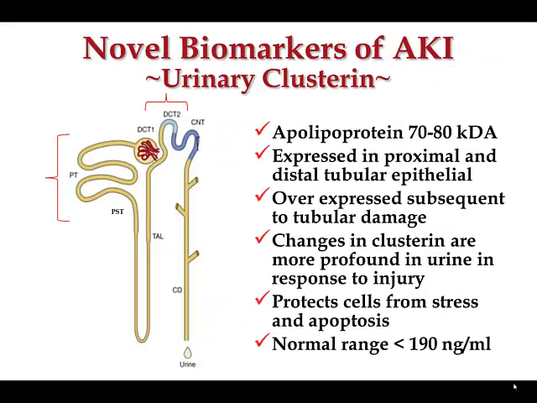Another very attractive biomarker is urinary clusterin. This is apolipoprotein, a big molecule expressed in proximal and distal tubular cells, and its claim to fame is it becomes overexpressed as the tubular epithelium is injured. And so this is a marker that we expect to increase with injury because it's becoming overexpressed.